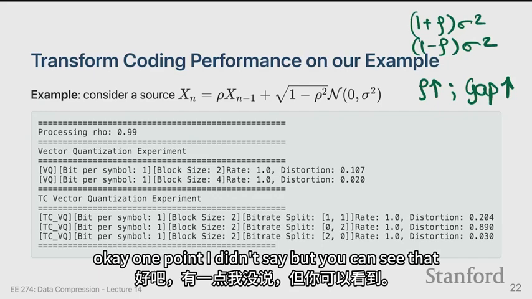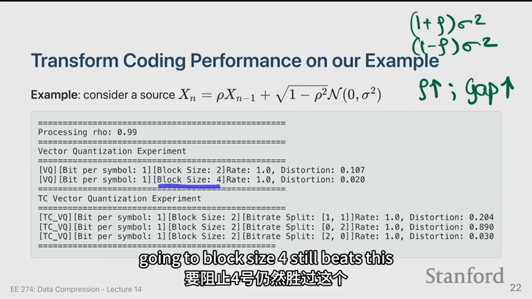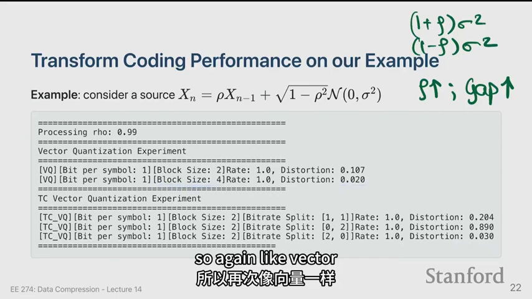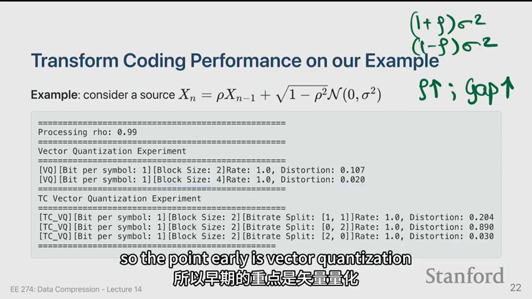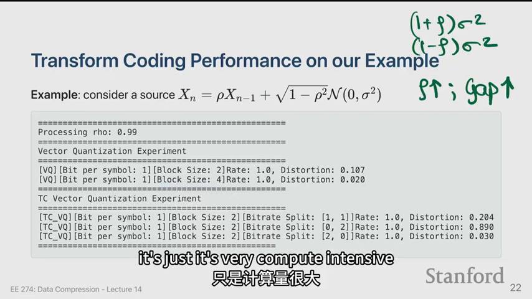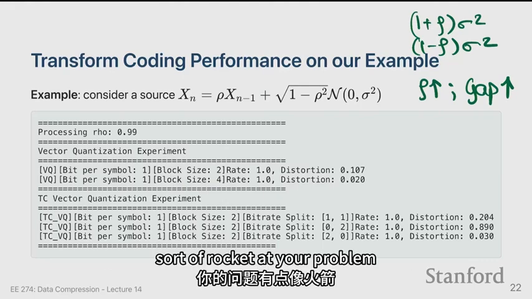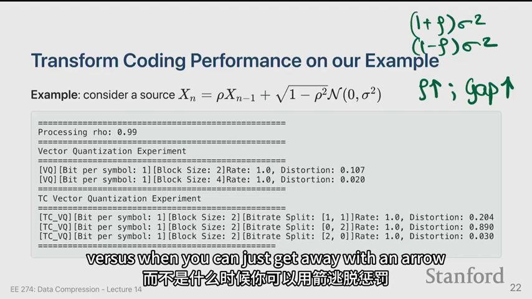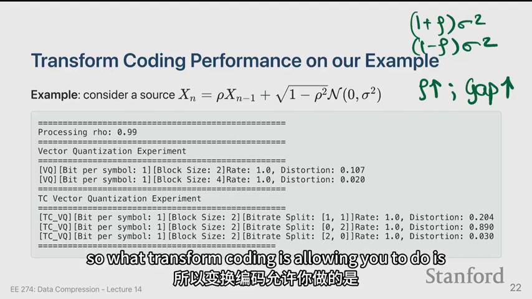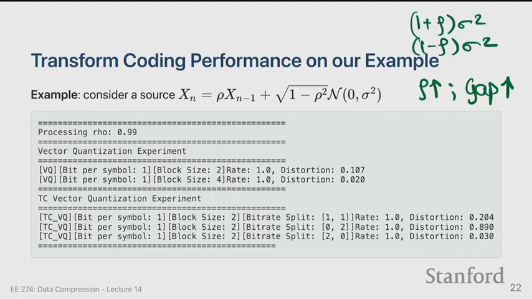One point I didn't say, but you can see that even in this, going to block size 4 still beats this. So the point really is, vector quantization, you shouldn't forget about it. It is really powerful. It's very compute intensive. So you have to be selective about when to throw a rocket at your problem versus when you can just get away with an arrow. So what transform coding is allowing you to do is at times letting you get away with an arrow, really.